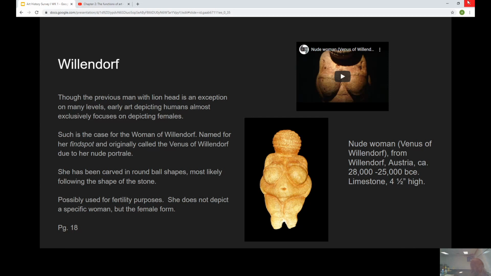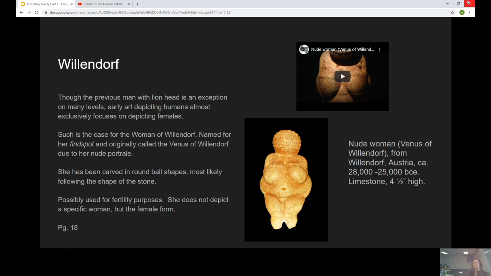She is 4.5 inches tall, so fairly small, and carved out of limestone. A lot of people believe that the reason she was carved in the shape that she is, is that was the way the stone naturally occurred, and they just added the details to it to give her that shape. So we're talking about a stone that was probably curvy, and they just added those shapes to it. Limestone is a bit tougher to carve, so that would make sense, because we are talking about people that are just using stones to carve on stones. So you need something harder to carve limestone.